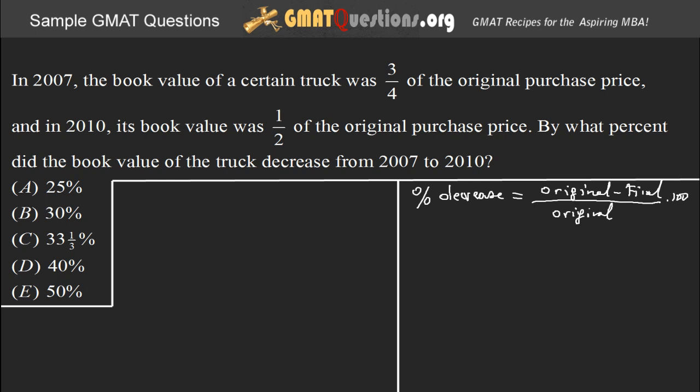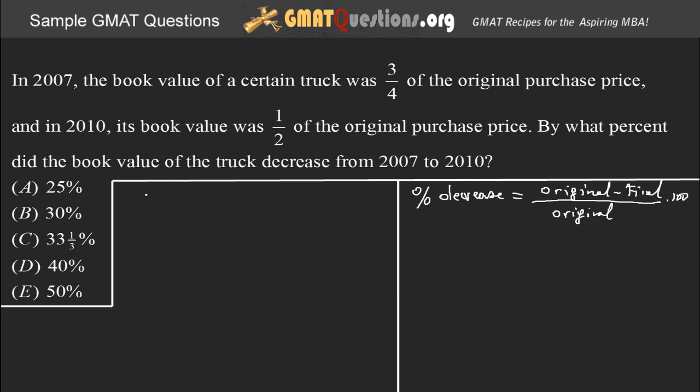Notice that the difference between the percentage decrease and the percentage increase is merely the numerator. In the percentage increase, we had final minus original over original. But for the percentage decrease, in order to have a positive number, because we want positive percentages, we need to switch the final and the original values. So now we have original minus final over original, okay? So take note of that.